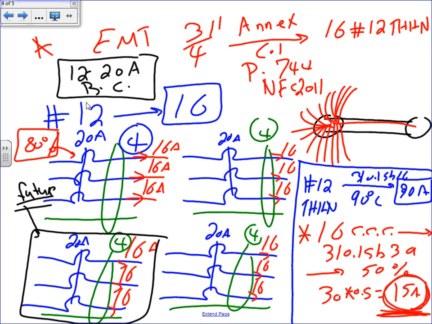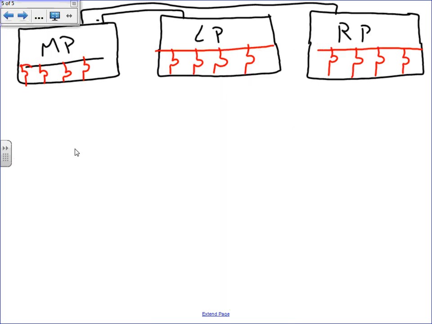And let's go based on this. Here's what I drew for you guys. I have my mechanical panel, lighting panel, receptacle panel, and I just put branch circuits in them so I can show you how we're going to size. One example. I'm not going to do all of them. I'm going to get back to these and size one example for each one of them. Okay, so I'm going to start with the receptacles because these are the most common ones.